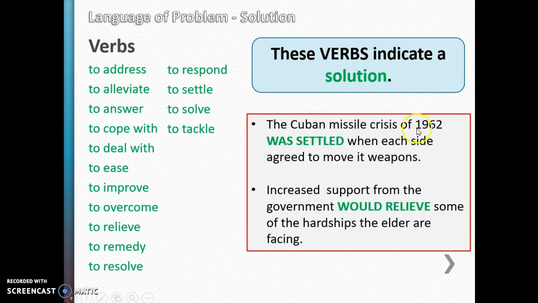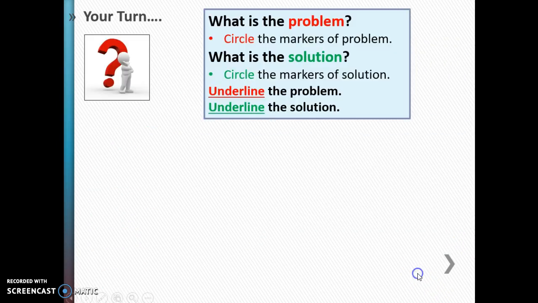The Cuban Missile Crisis was settled when each side agreed to move its weapons. Perhaps we'll change the word Cuban to Korean soon. Increased support from the government would relieve some of the hardships the elders are facing. And here we have an interesting example. Relieve shows us the solution. What is our problem? Hardships the elder or older people are facing.